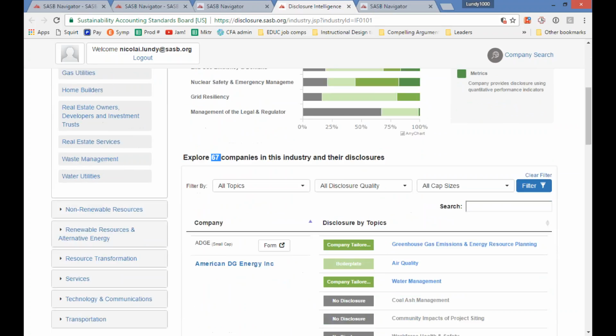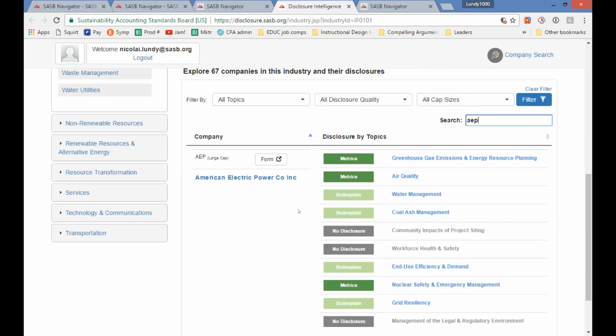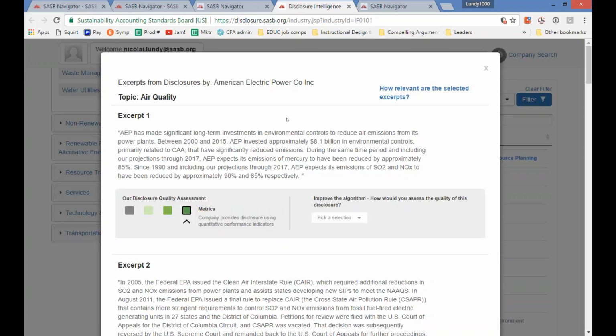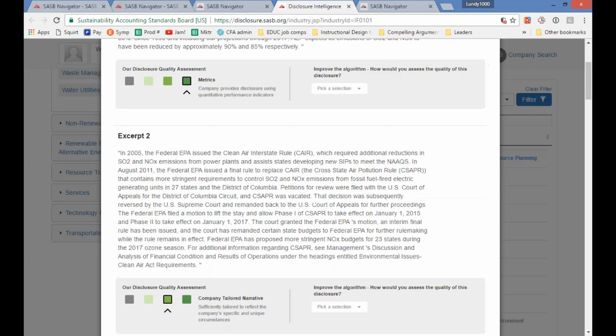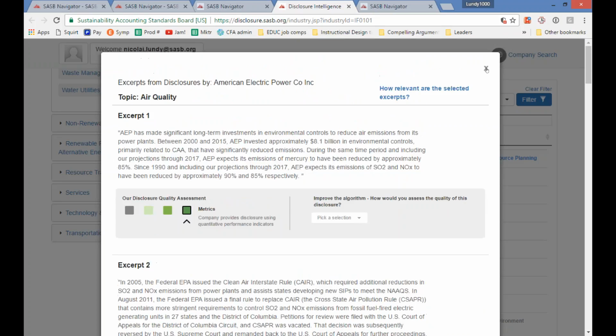But let's look at a specific company. Let's look at American Electric Power. We've been following them through this whole process. And you can see their specific disclosure quality, topic by topic. And if you want to see what they're actually saying, you just click the topic, and it pulls up the excerpts. You can read exactly what they're saying and scroll through and see how they're reporting in their SEC filings.